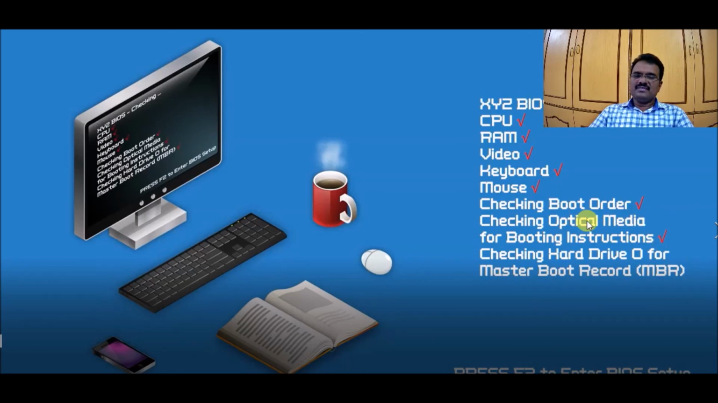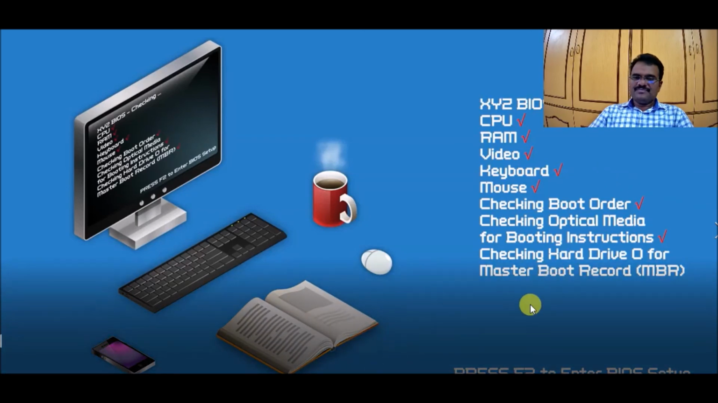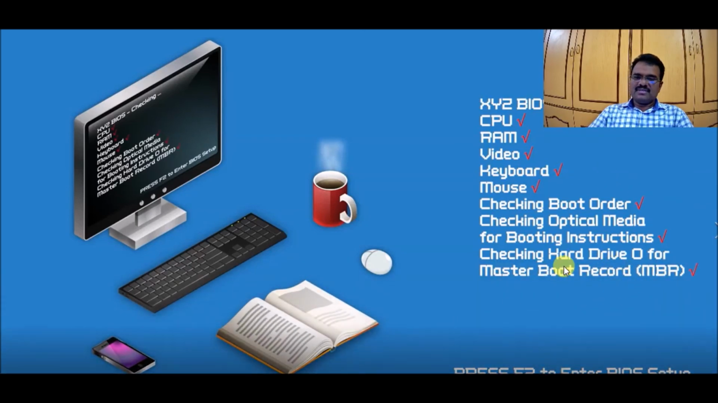In the latest BIOS settings, we can change this boot order also. Generally we set the first booting device as optical media. Then we give the second booting order to the hard disk drive. So this BIOS first checks for the operating system in optical media. If it does not find the operating system in the optical media, then it goes to the hard disk drive. If the operating system is found in the hard disk drive, then it starts loading the operating system from hard disk to main memory. While loading, it first checks for the master boot record in the hard disk drive.